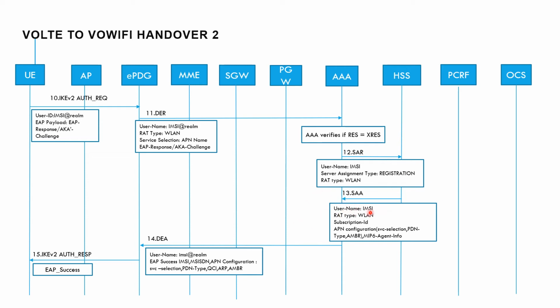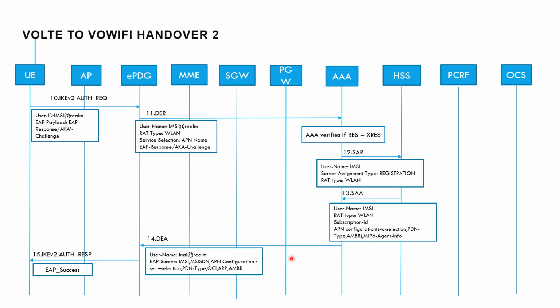The main information elements are the username, which consists of the IMSI. Second is the RAT type, which consists of WLAN. Then we have the subscription ID. Subscription ID consists of the APN configuration, which consists of the APN name that is configured in the HSS, then the PDN type and various QoS parameters, then the MIP agent info. All these parameters are sent to the AAA.